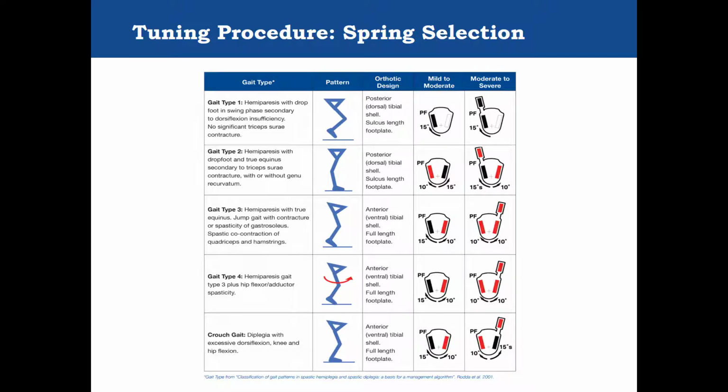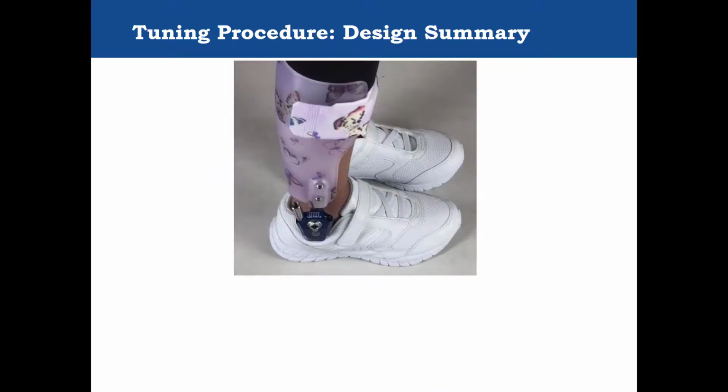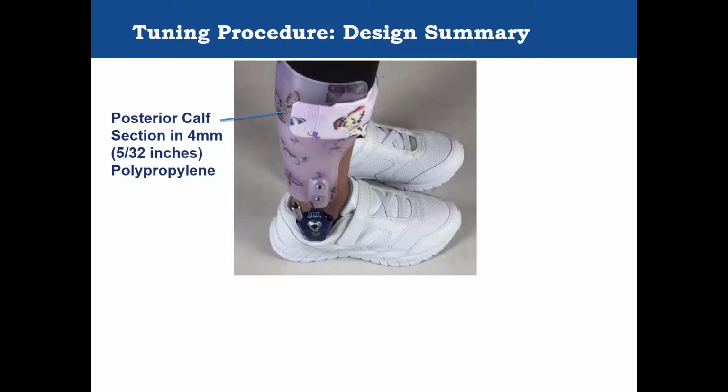Based on these guidelines, the design of the triple-action AFO for this patient would be a dorsal, also known as a posterior calf section with a sulcus-length footplate. A single triple-action ankle joint would be used with a booster spring SRA. This slide summarizes the features of this particular AFO design. The orthosis would be fabricated using 4 mm or 5/32 of an inch thick polypropylene sheet.